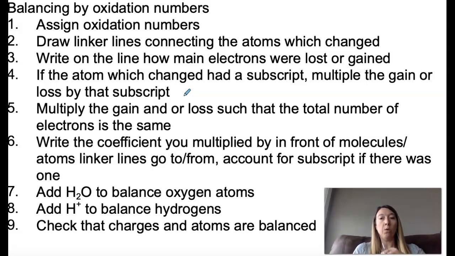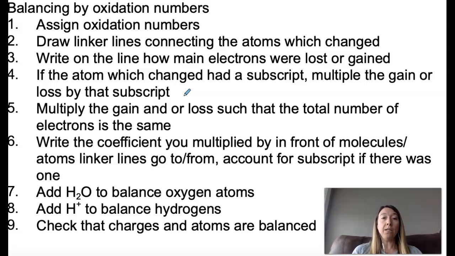Then what you need to do is look at the total loss and the total gain. And if you had to multiply by a subscript, you would take that into account. If they're already the same, then you don't need to do anything at that stage. You can kind of skip this step. But if they're not the same, so let's say this one says gain 2 and this one says loss 3, I have to make the electrons the same, right? And that's something we've talked about all unit long, that whatever we lose, we also have to gain. So if I had 2 and a 3, I would have to multiply by a 3 and a 2 so that I could get the total number of electrons to 6, okay?